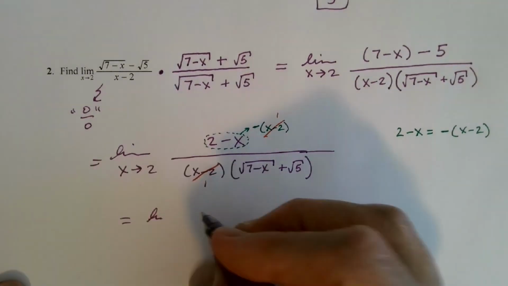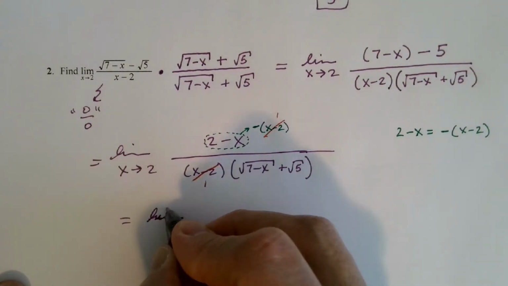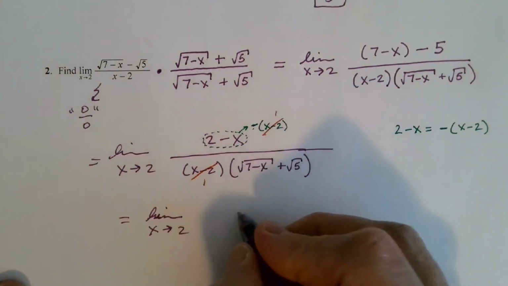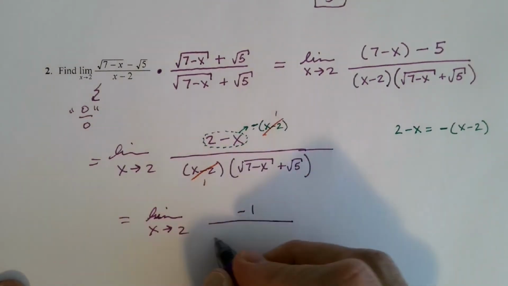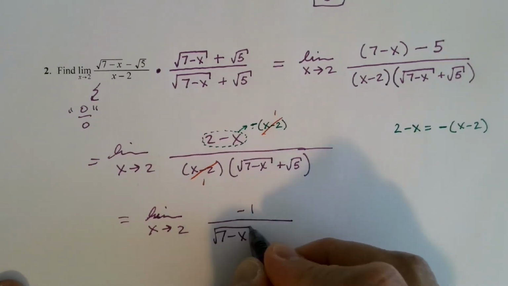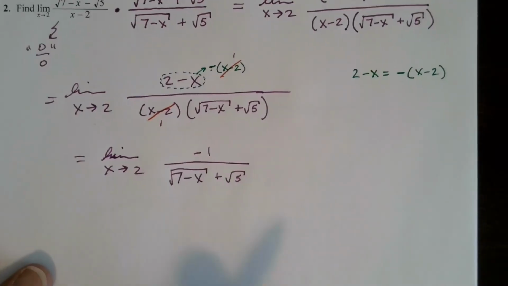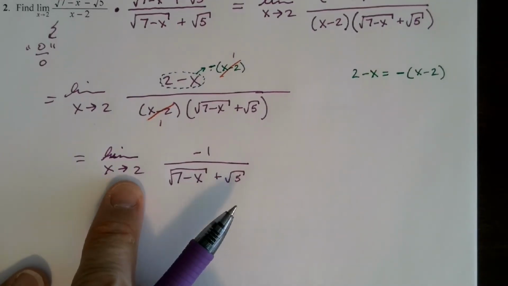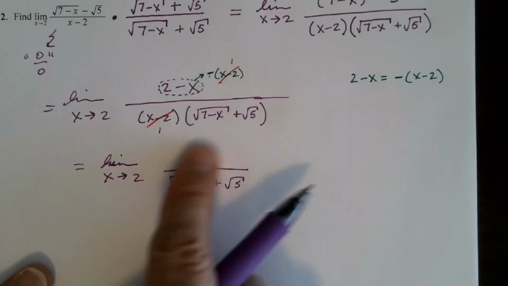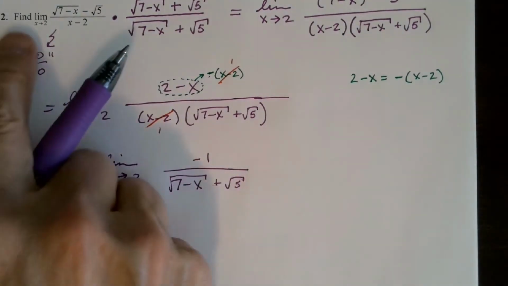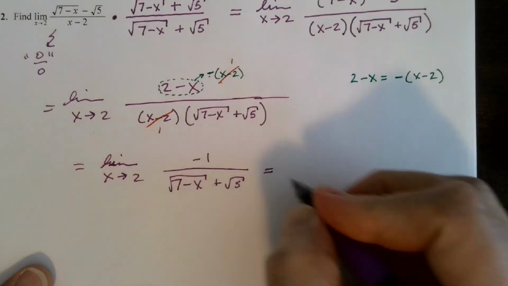I forgot my limit equal sign there. I said to use equal signs, and I didn't do it myself. So up top I've got not 1 but -1, and in the bottom 1 times this stuff, I just have this stuff. And now notice again I can plug in x equal 2. This is continuous. This function is exactly the same as the original function for all values of x except x equal 2, but this one is continuous at 2.